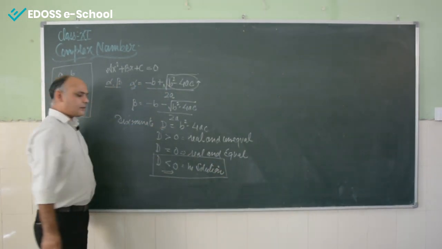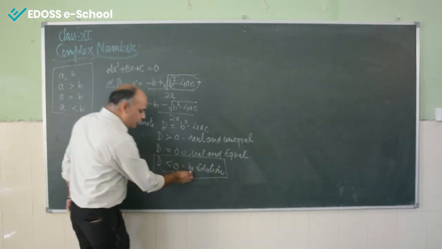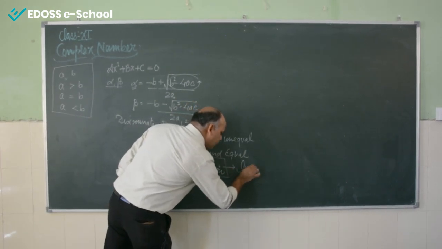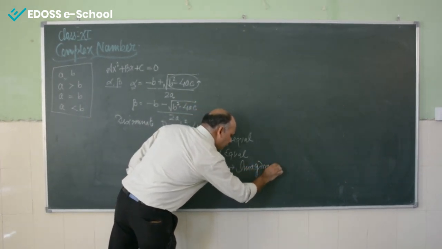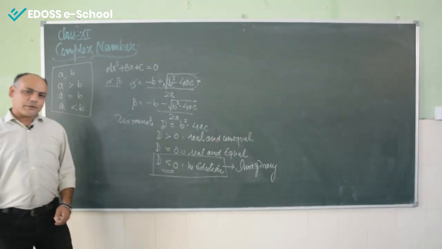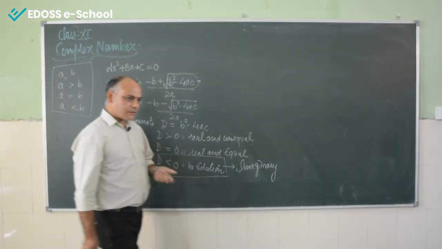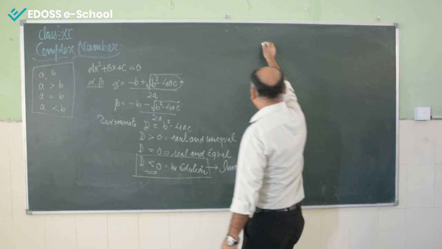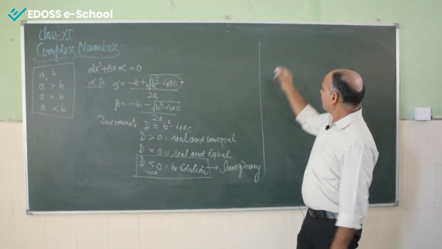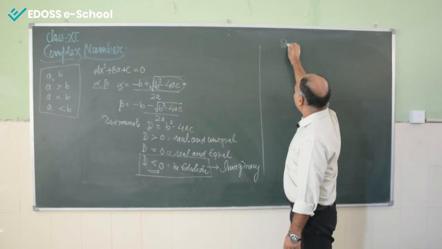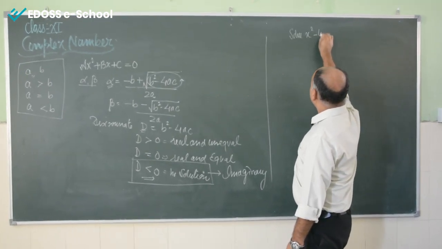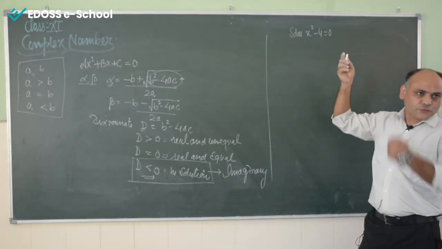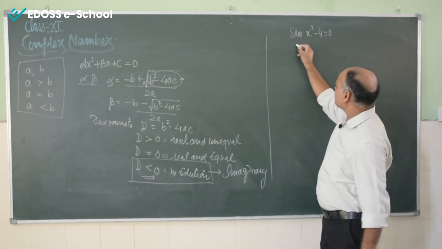But in class 11th, what we are saying is that this is not no solution; it is changed, and you will say the roots are imaginary. Roots are imaginary. Now let us discuss what is the meaning of imaginary. For this, suppose there are two equations. The first equation is, suppose I am saying solve x square minus 4 equals to 0. Then you are just solving it like this.